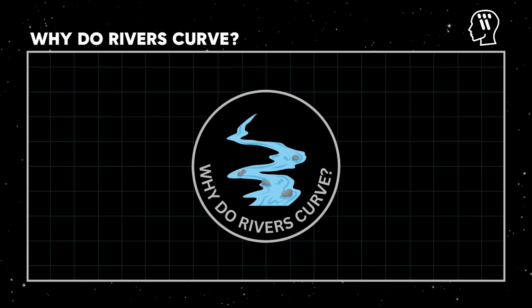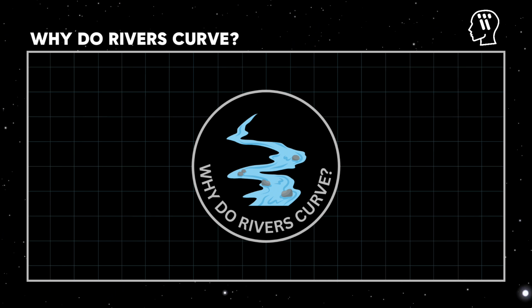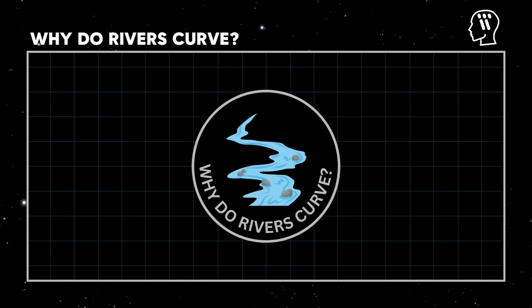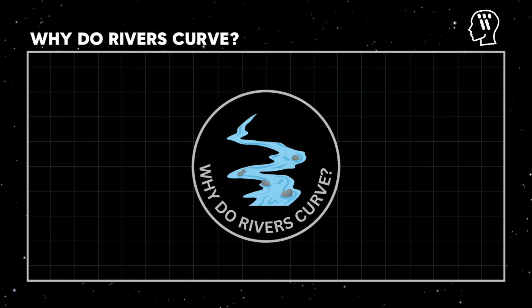So, in a way, the curves in a river are like nature's signature, a pattern that tells a story of how water shapes the land, how landscapes evolve, and how life is interconnected with the movement of water. It's a beautiful reminder that even the simplest things, like the flow of a river, have a deep and fascinating story behind them.